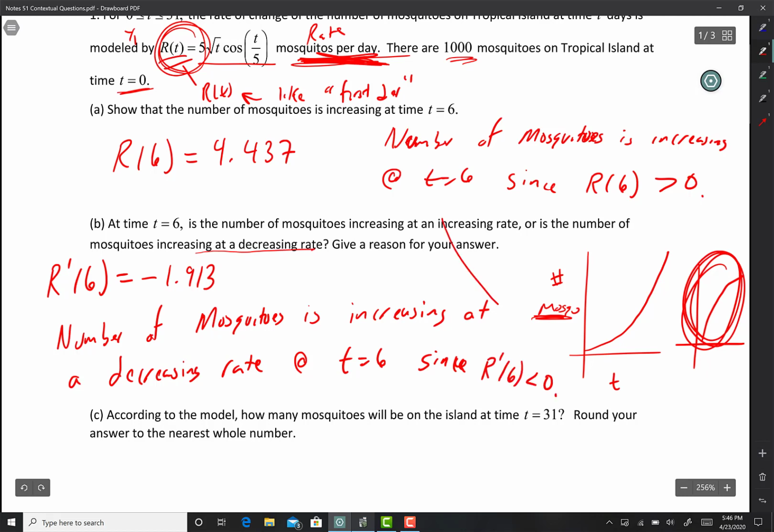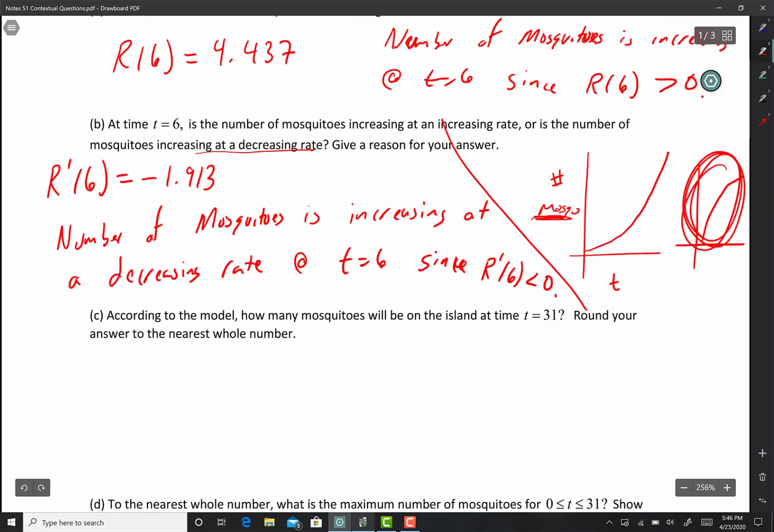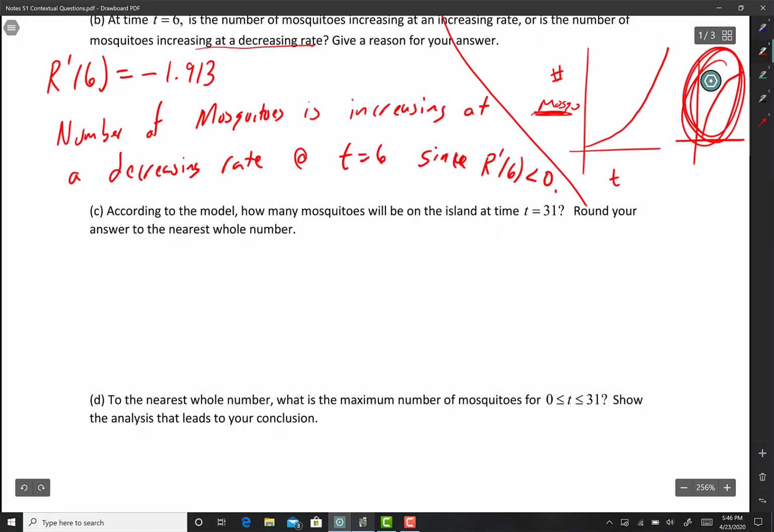And there it is, guys. All right, let's go to the next one. According to the model, how many mosquitoes will be on the island at t equals 31? Round your answer to the nearest whole number.